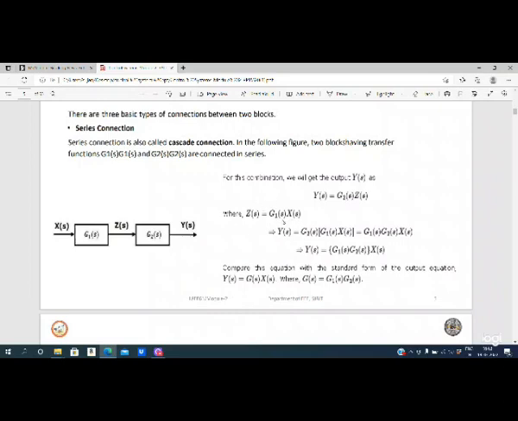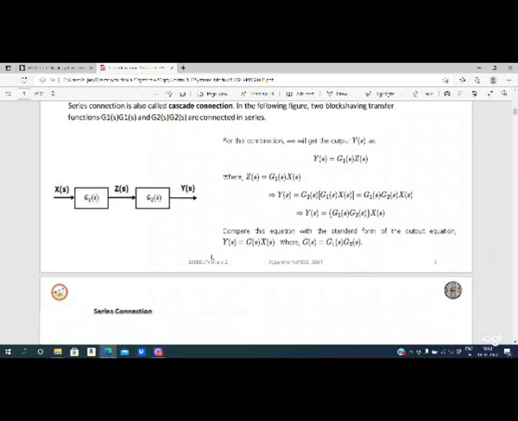So what is the total Y of S now? This is G2 of S into G1 of S into X of S. So the final expression is Y of S equal to G1 of S, G2 of S into X of S. Compare this equation with the standard form of the output equation, that is Y of S is equal to G of S into X of S, where G of S is equal to G1 of S into G2 of S.